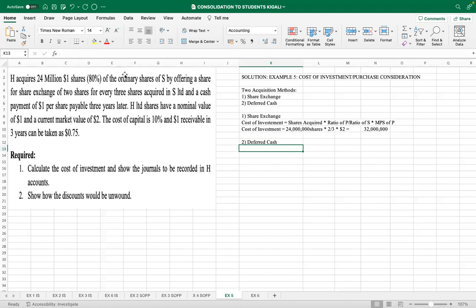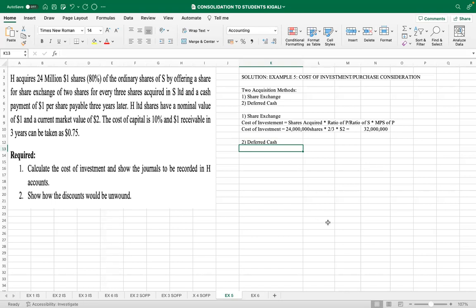Now, in deferred cash, we were told, it's still in the first sentence, 2 shares for every 3 shares acquired in S and a cash payment of $1 per share, payable 3 years later.